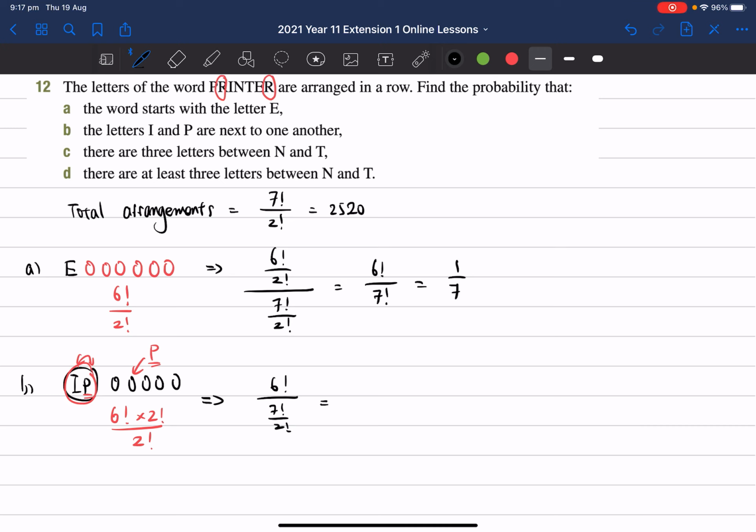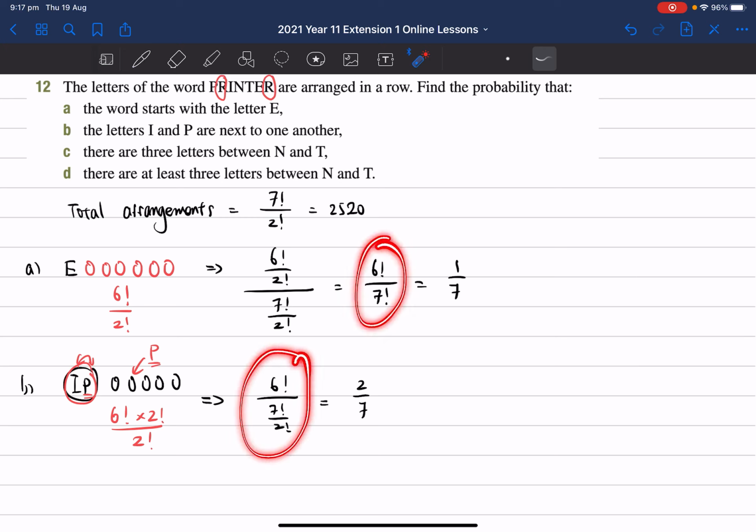Because remember, the total arrangement is 7 factorial over 2 factorial. So what's the answer for that? Okay, let's have a look. The answer for that is 2 out of 7. Yes, just because the difference between these two is divided by another 2 factorial, which if you times by 2 factorial to the top, you get 2 out of 7.